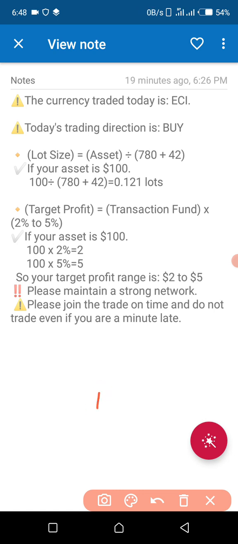You are told to join the trade on time, and don't join the trade if you are late even a minute, guys. What do they mean? That you might be late. Say maybe it was within 5 minutes and you are late by maybe 3 minutes, and you say, let me just enter the trade and I can achieve something. No guys, you should not come with such temptations. What you need to do is just focus on the time.